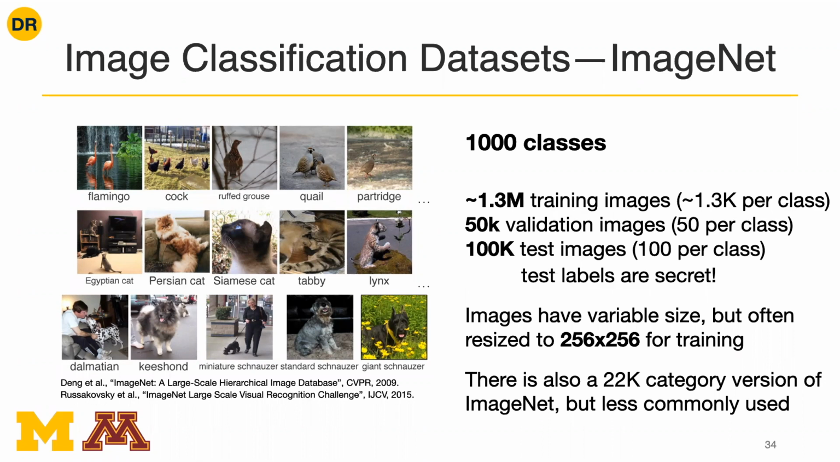And here, the size of the image is not fixed. The size of the image could be arbitrary. But then the training algorithms would resize that into 256 cross 256, so that they can output the label of the image.